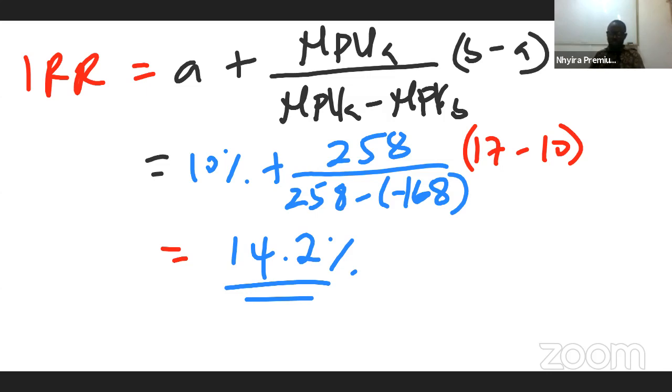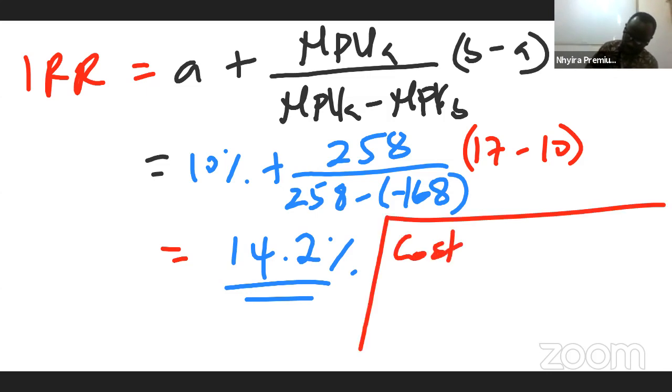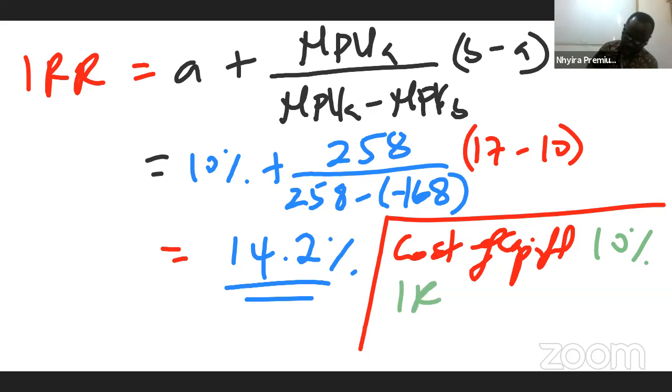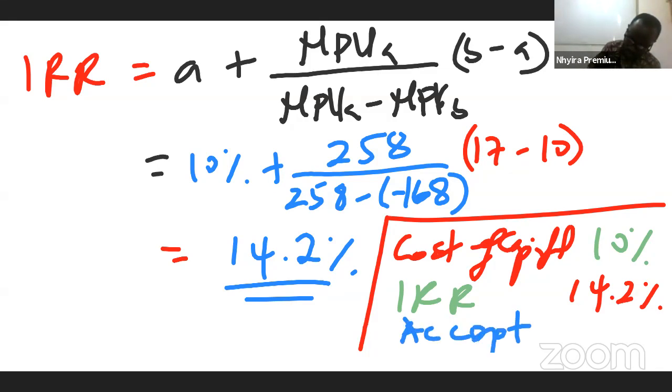So if you check here, the cost of capital of the company is in the question. We're given that the cost of capital is 10%, but our IRR as computed here is 14.2%. So since the internal rate of return is greater than the cost of capital, we will say that the project should be what? Accepted. So we accept the project. So that is the treatment for the internal rate of return.